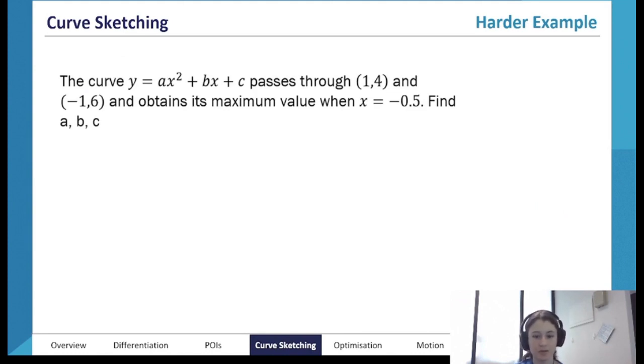Okay, now we have one more harder example. So we have a curve y equals ax squared plus bx plus c, passing through the point 1, 4 and negative 1, 6, and it obtains its maximum value when x equals negative a half, and we need to find a, b, and c. So, quick tip for you guys. If you want to have a think about this question before we go to the solution, again, pause the recording.